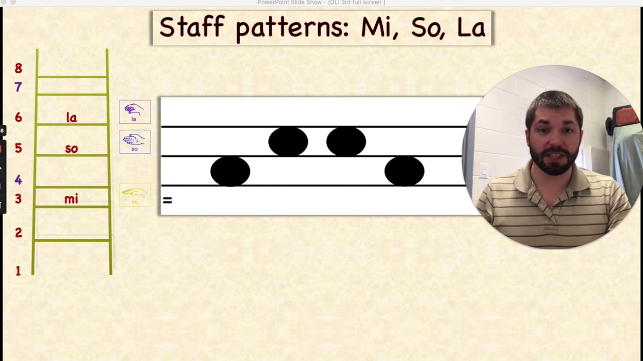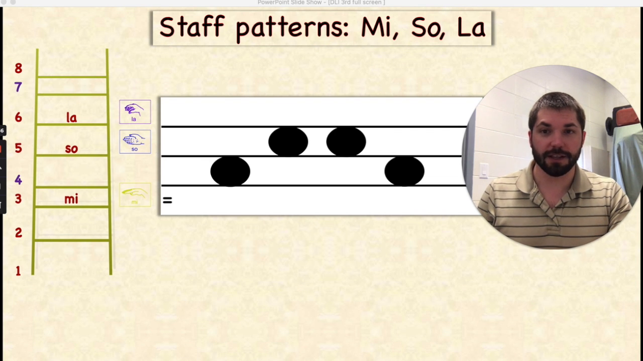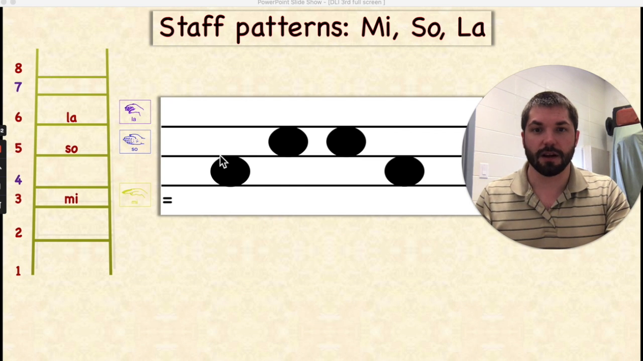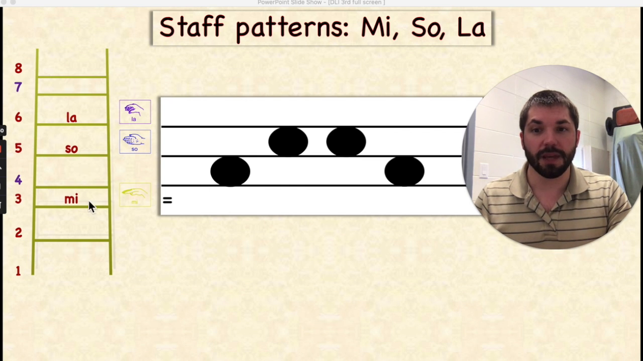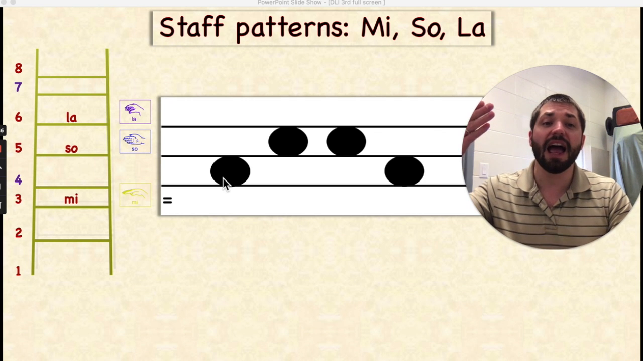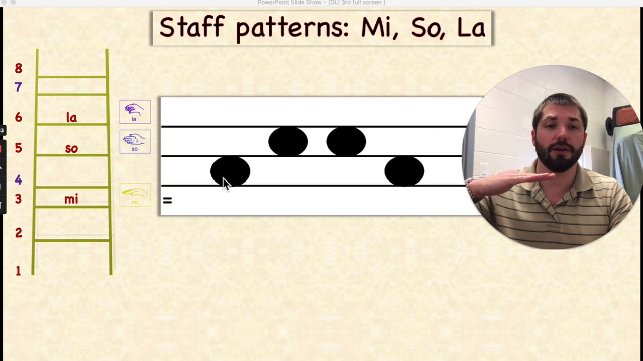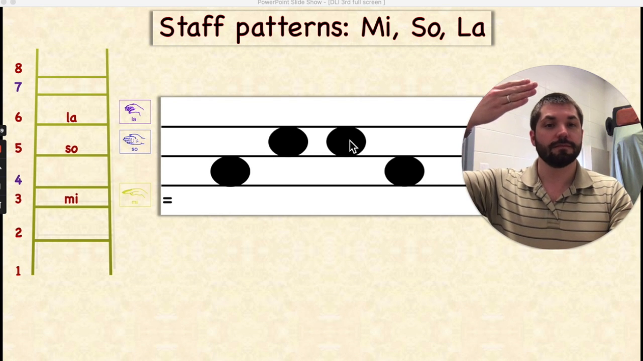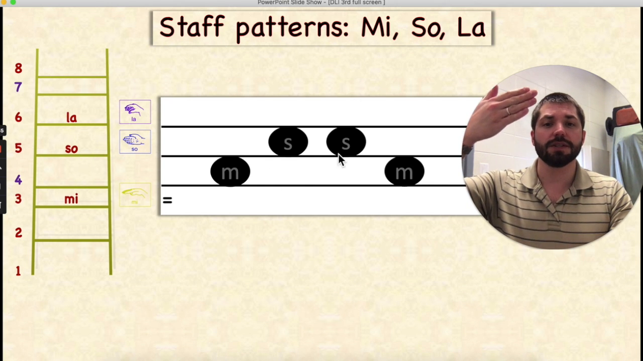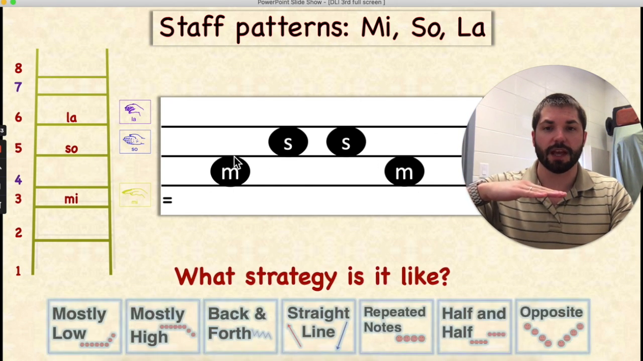Let's do a few more. Take a look at this pattern very carefully, and let's see if we can figure out how to sing this one. Here's a hint. What does this start on? Me, that's right, it's low. All right, that means we can't start with our high sound. We have to start with our low sound. Ready, go. Did you get me, so, me? You sing it.